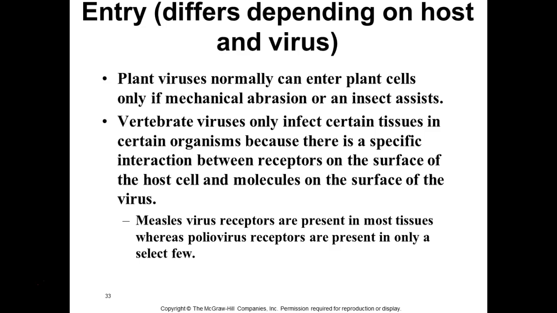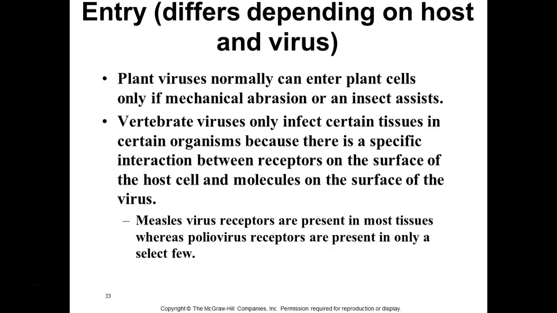So entry, as I said, differs, it depends. And what really depends here is the cell that the virus is trying to get into. So think about this. Plant viruses normally can enter plants only if mechanical abrasion or an insect assists. So what is stopping a virus normally from getting into a plant cell that's not injured? The cell wall. All plant cells have a cell wall. So that creates a pretty strong barrier that would make it really hard for a virus to get in.